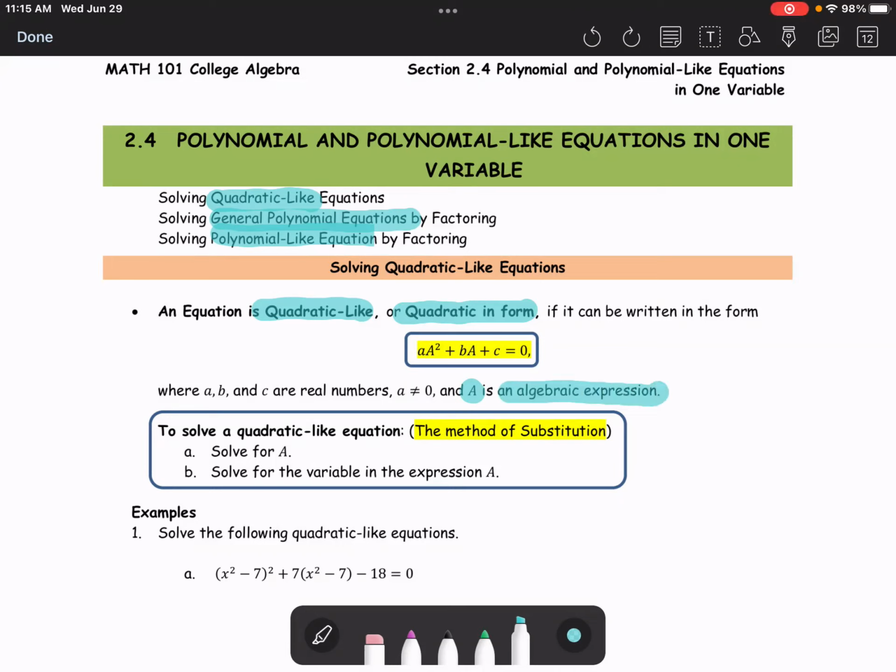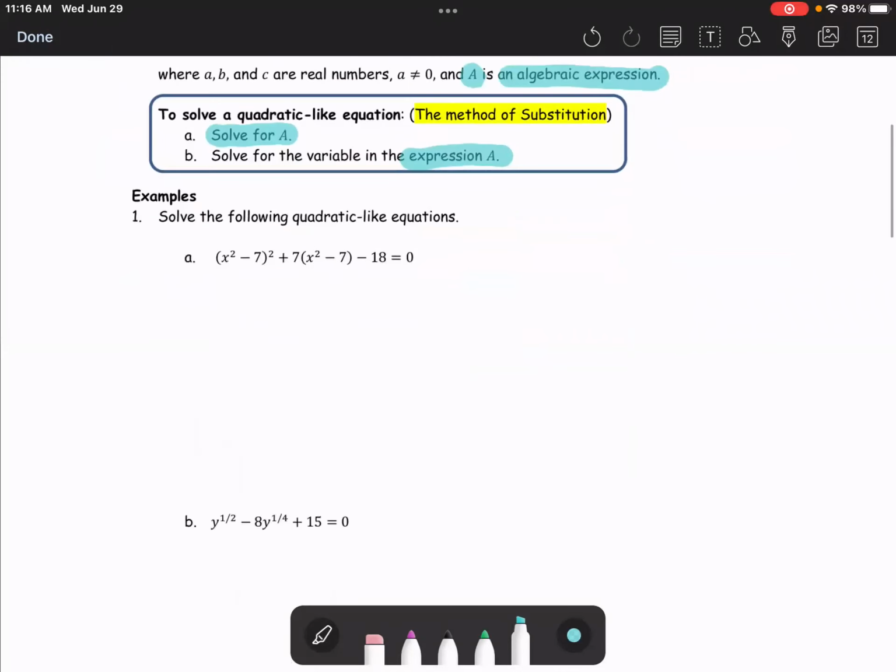To solve a quadratic-like equation, we use the method called the substitution method, by solving for A and then solving for the variable in the expression A. Let's look at the examples. For the first one, we are going to solve the quadratic-like equations.